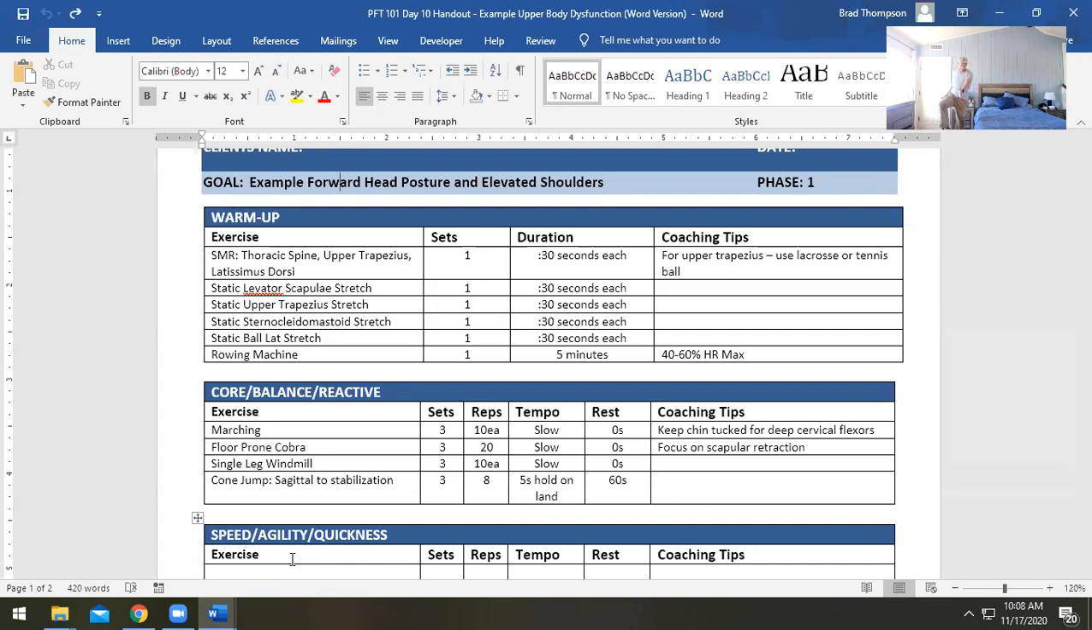And my hip stays pointing forward. What I'm not doing is I'm not rotating my pelvis. I'm rotating from my spine up.